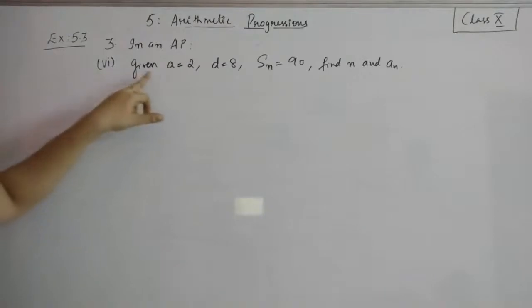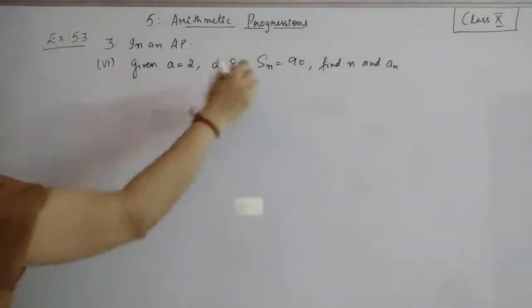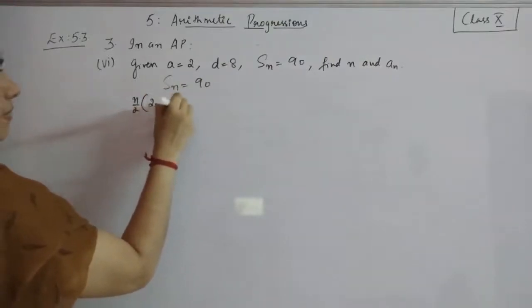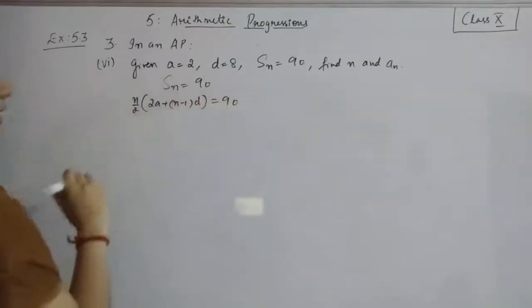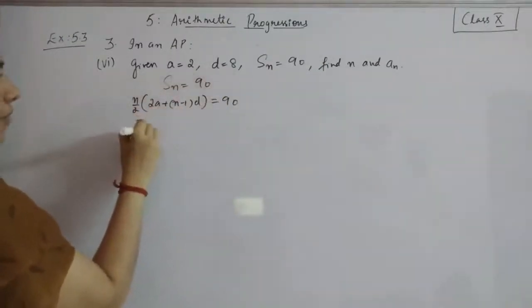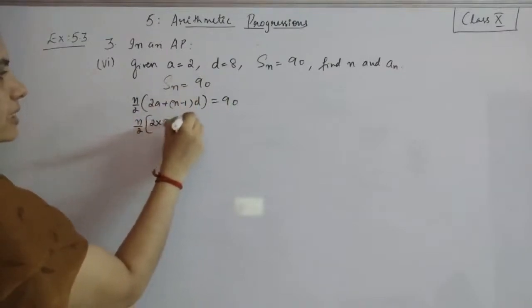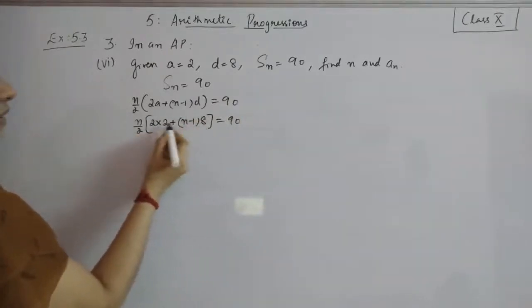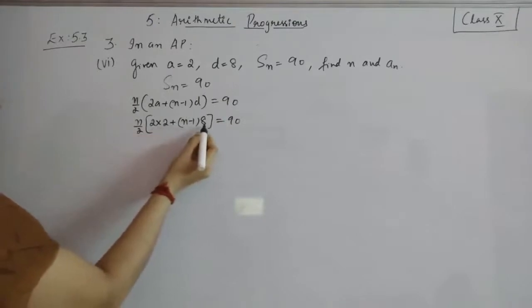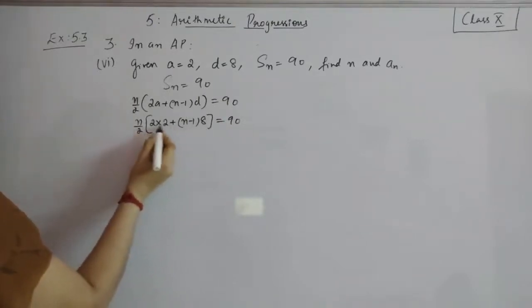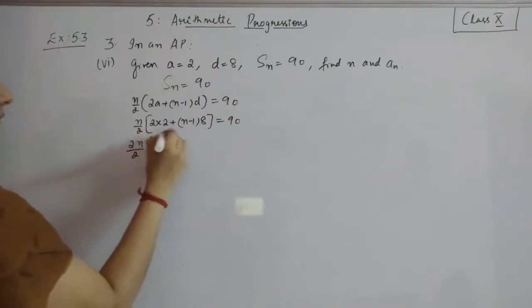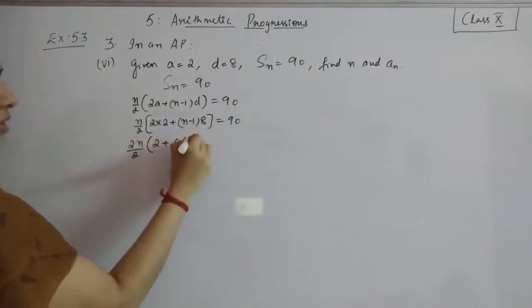Next one is the sixth one. Given a is equal to 2, d is equal to 8, Sn equal to 90, find n and an. We will start with Sn equal to 90. What is Sn? n by 2 into 2a plus n minus 1 into d is equal to 90. Replace the values you know. n by 2 into a is 2, plus n minus 1 into d is 8, is equal to 90. Now you can see you have a common factor inside the bracket, that is 2, you can take out, right? You can take out 4 also, but we just want to cancel it, so we are taking out 2. Remaining will be 2 plus 4 into n minus 1, right?